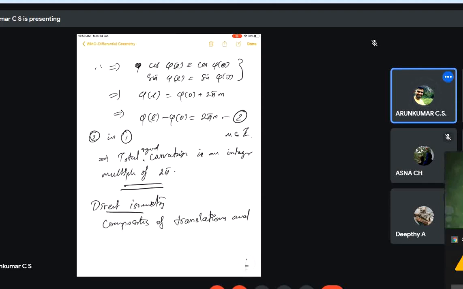Compositions of translations and rotations. Translation and rotation are the simplest distance preserving maps on the plane.